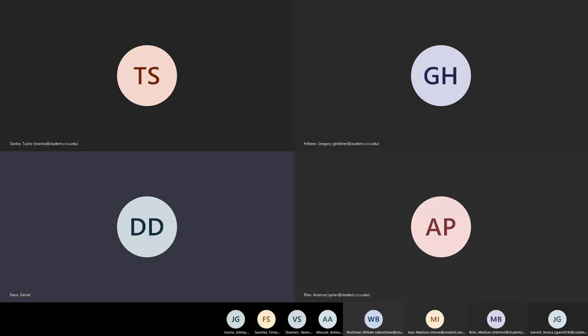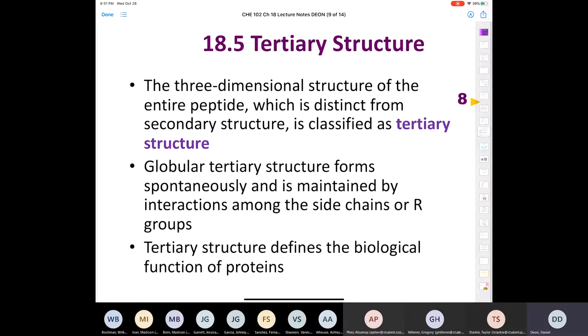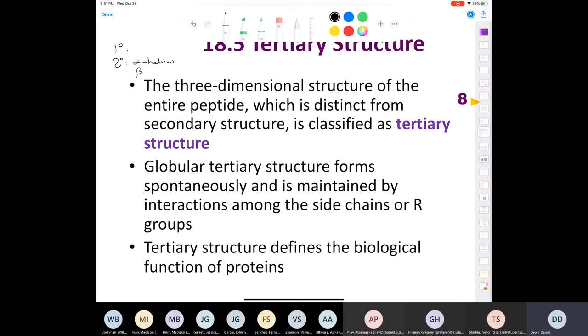Great. So this is section 18.5. We've already looked at primary structure, which was simply the order in which the amino acids are found in a peptide or a protein. And then we looked at secondary structure, which consists of alpha helices and beta pleated sheets. Okay. And here we could just put order of amino acids like that.